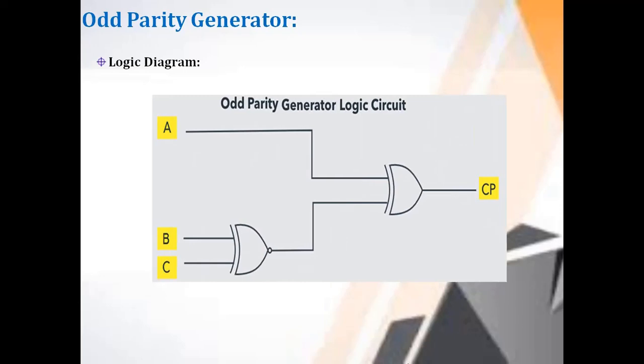So when we pass the 3-bit message to the receiver, to get the odd parity bit, we can perform A XOR B XOR C.